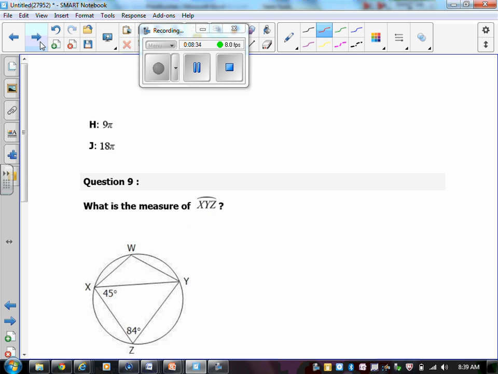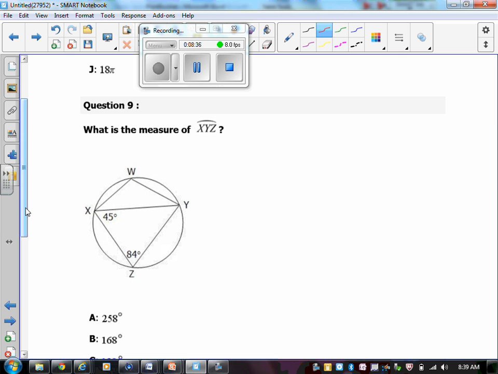All right, number 9. What is the measure of XYZ? XYZ is what they're looking for. So, you know, a whole circle is 360. So I'm going to use that 360 minus whatever length this is, which is XZ. Whatever the length of XZ is, which is easy to find because they give you a triangle right here.